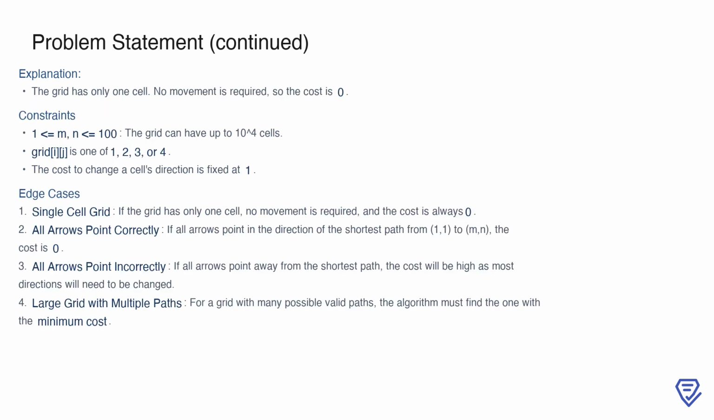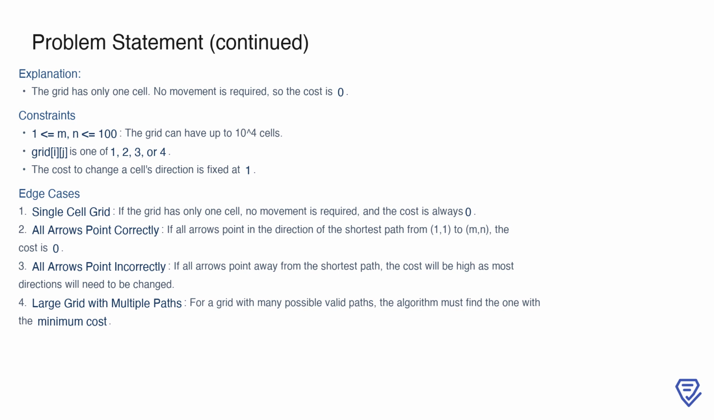To summarize, the constraints of the problem ensure that the size of the grid can be as large as 100 by 100, which means there can be up to 10,000 cells. Each cell's arrow can only be one of the four possible directions, and changing a direction always costs 1.